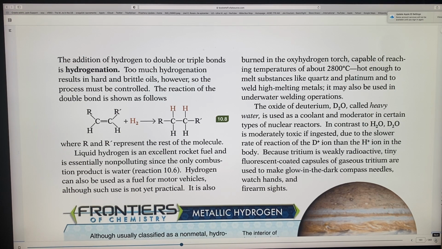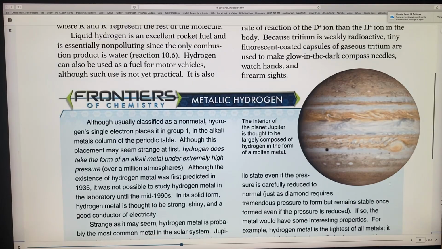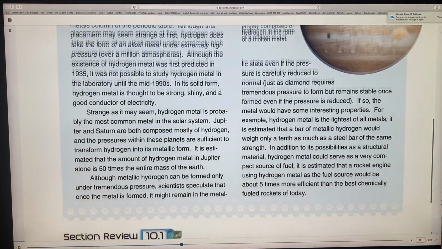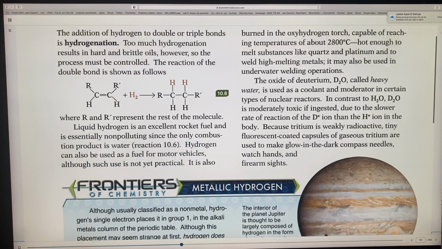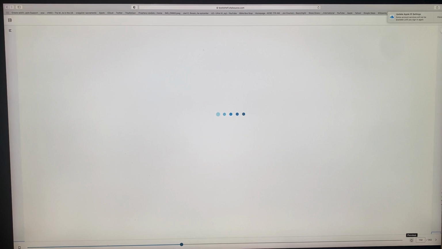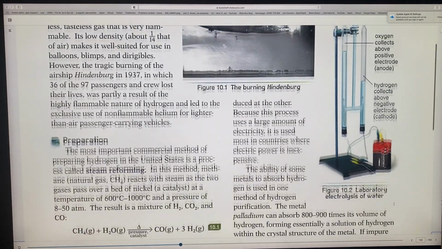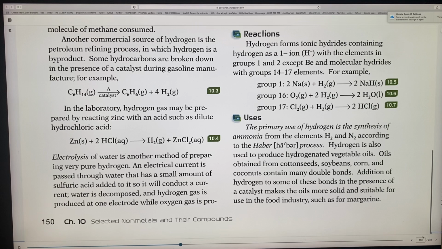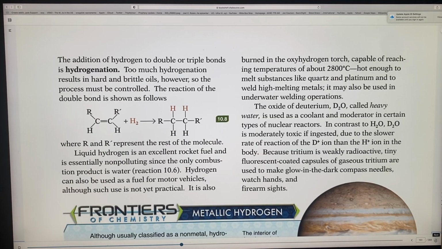Also, liquid hydrogen is an excellent rocket fuel, and it's non-polluting. The only combustion product from the hydrogen is water. So reaction 10.6, let's look. Let's see if I can find 10.6. All right, I can't find 10.6 in there, so we'll go back to that later. So anyway, it can be used as a rocket fuel.